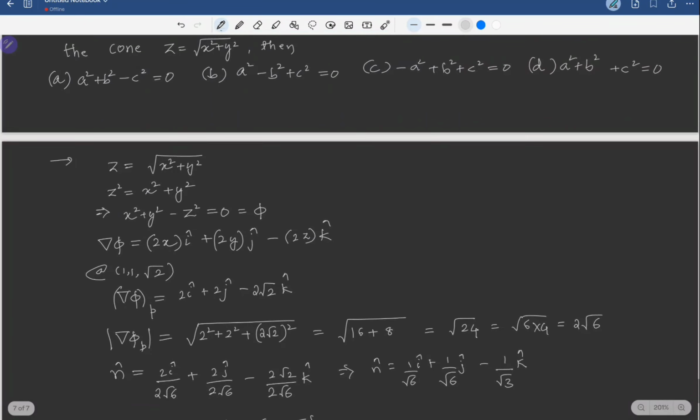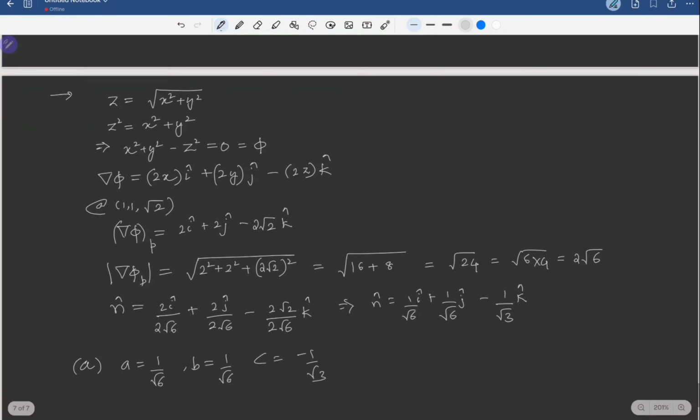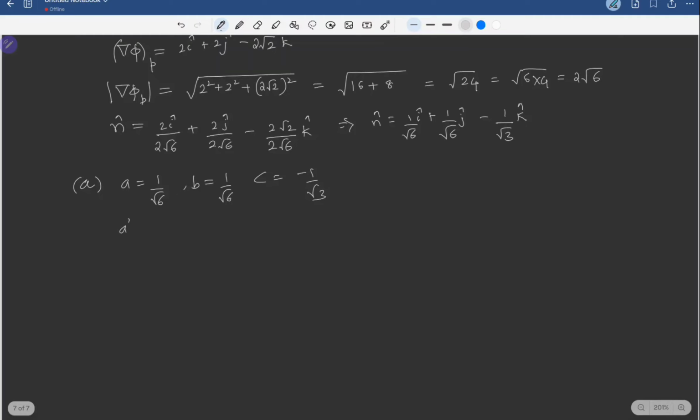What is option A? a squared plus b squared minus c squared is equal to 0. What we get? 1 by 6 plus 1 by 6 minus 1 by 3. It becomes 2 by 6 minus 1 by 3, which is equal to 1 by 3 minus 1 by 3, which is equal to 0. So option A is correct.